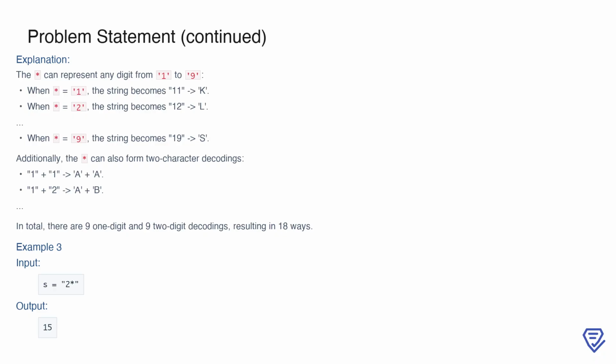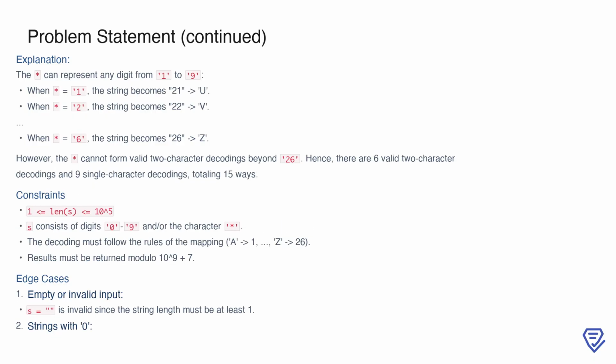Now, let's examine another example, S equals 2 asterisk. In the example where S equals 2 asterisk, that asterisk can represent digits from 1 to 9, just like before. When the asterisk is treated as a single digit, the string can become 21, 22, up to 29, which correspond to the letters U, V, and so on.